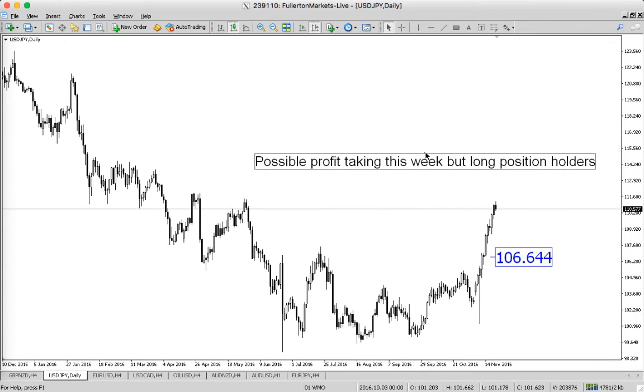So, possible profit taking this week by long position holders. If that happens, dollar yen may retrace downwards. Of course, the next question you will ask me is, where would it retrace to? My first milestone could be here.